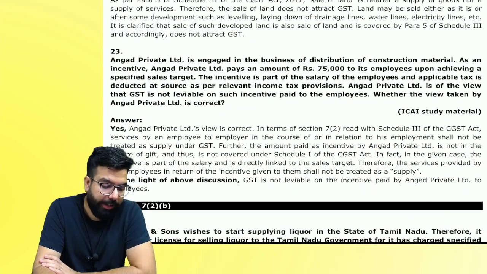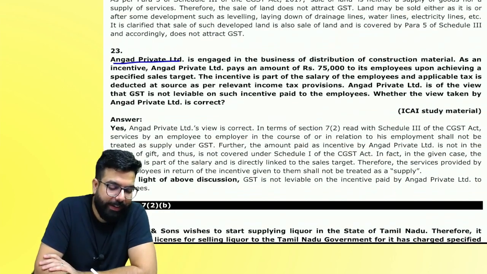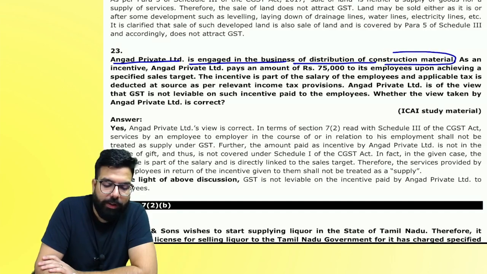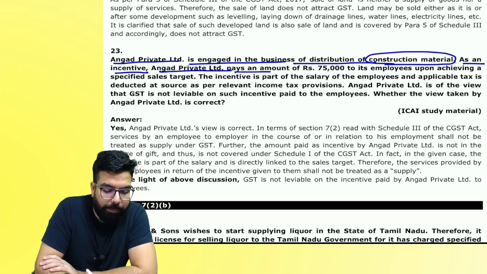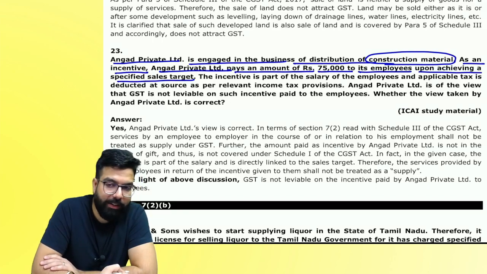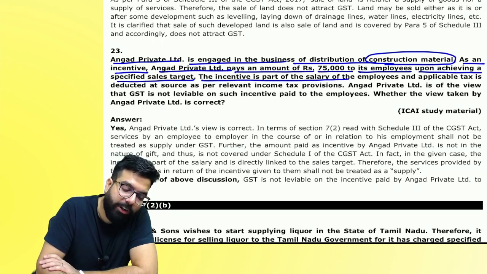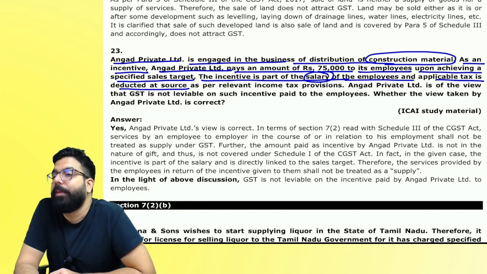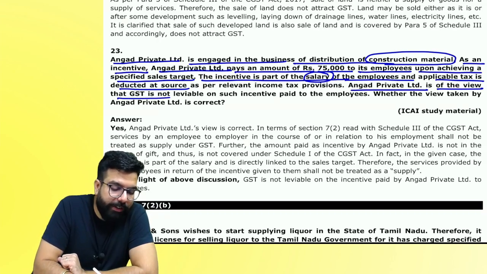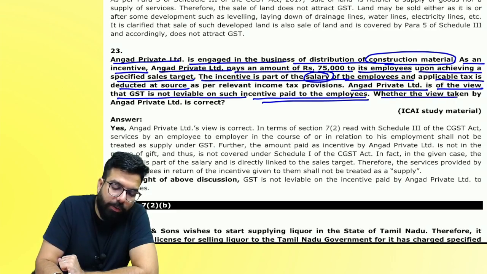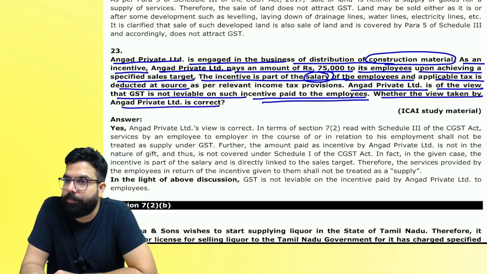Yes. Very good. Next. Angad Private Limited is engaged in supplying and distribution of construction material. As an incentive, Angad Private Limited pays an amount of 75,000 to its employee upon achieving a sales target. The incentive is a part of salary and applicable tax is deducted at source. What do you mean by deducted? TDS will be done from your salary. That is okay. Angad is of the view that GST is not applicable as it's an incentive paid to the employees. Baba, whether the view taken by Angad is correct?